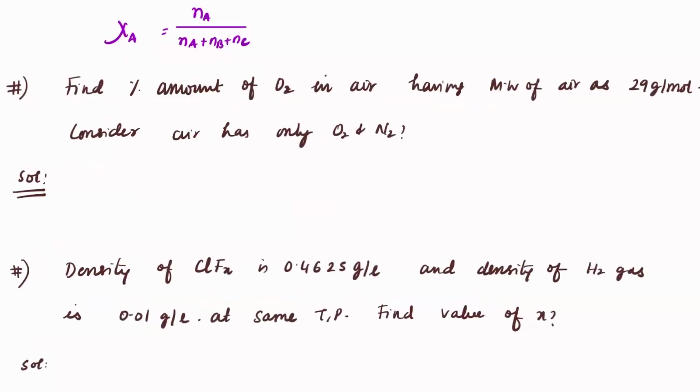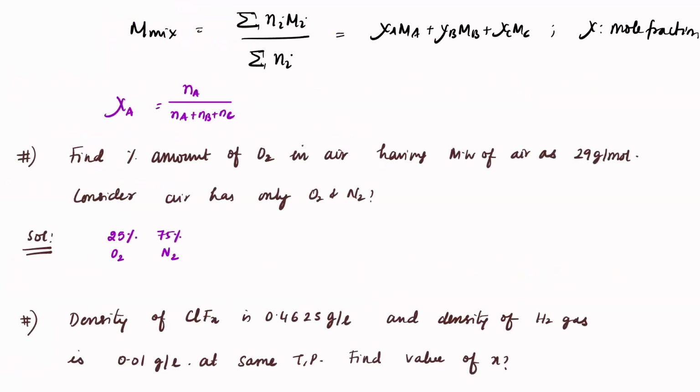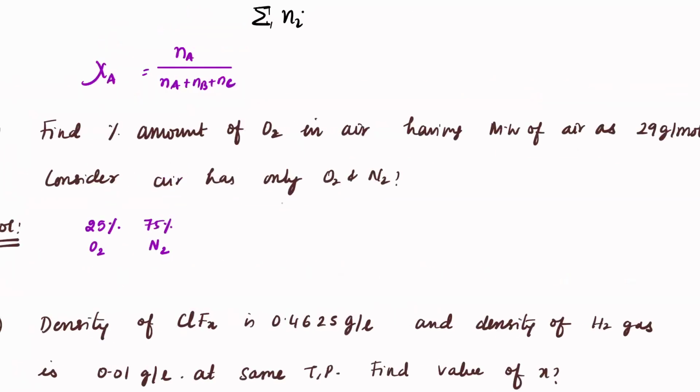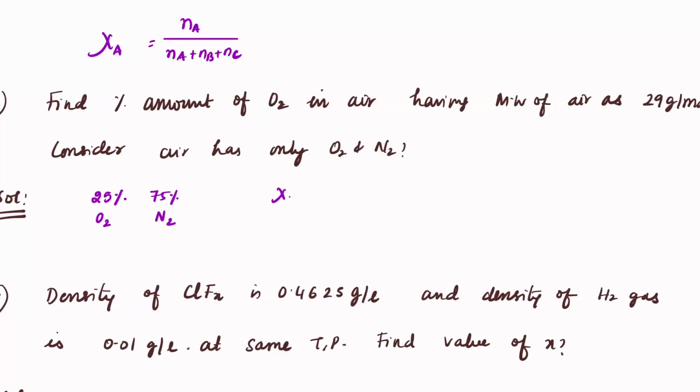Okay. So I hope you guys got that. It has 25 percentage and 75 percentage. This is for O2, this is for N2. So we can simply calculate the mole fraction first and then figure out the amount. So that is mole fraction of O2 into 32 plus mole fraction of N2 into 28. That will be equal to 29.